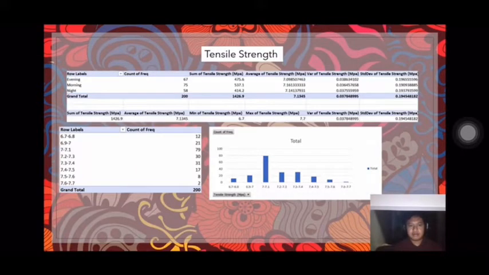Next is the tensile strength. From here, we can see the average tensile strength of the pill is 7.13 megapascal, with the minimum at 6.7 megapascal and 7.7 megapascal for the maximum tensile strength. And from the graph, we can see that the range of tensile strength 7 till 7.1 has the highest frequency.